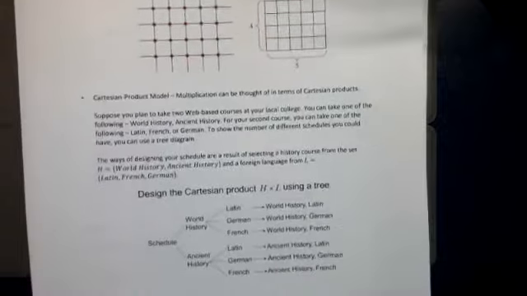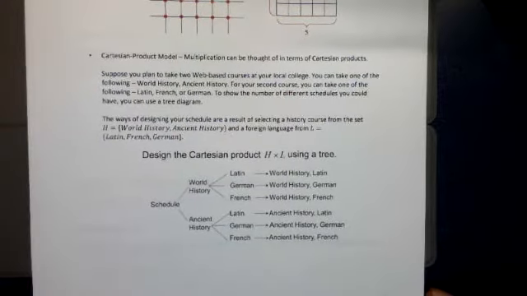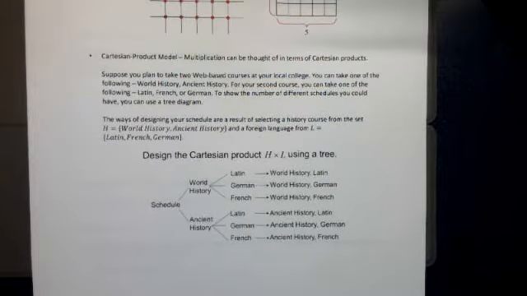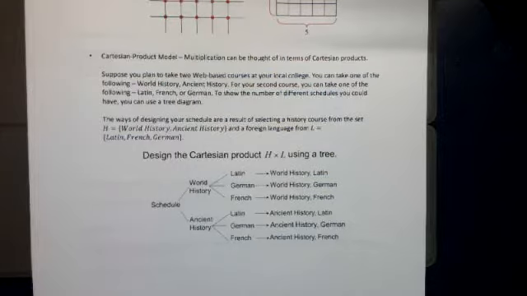All right, another model would be the Cartesian product model. Now, back in chapter 2, we did talk about the Cartesian product with 2 sets. And we can create those as a set with ordered pairs. Here, the Cartesian model is applied in multiplication, and that can be thought of in terms of Cartesian products. Let's say we want to take 2 web-based courses at your local college. You can take one of the following: World History, Ancient History. And then for your second course, you can take one of the following: Latin, French, or German.